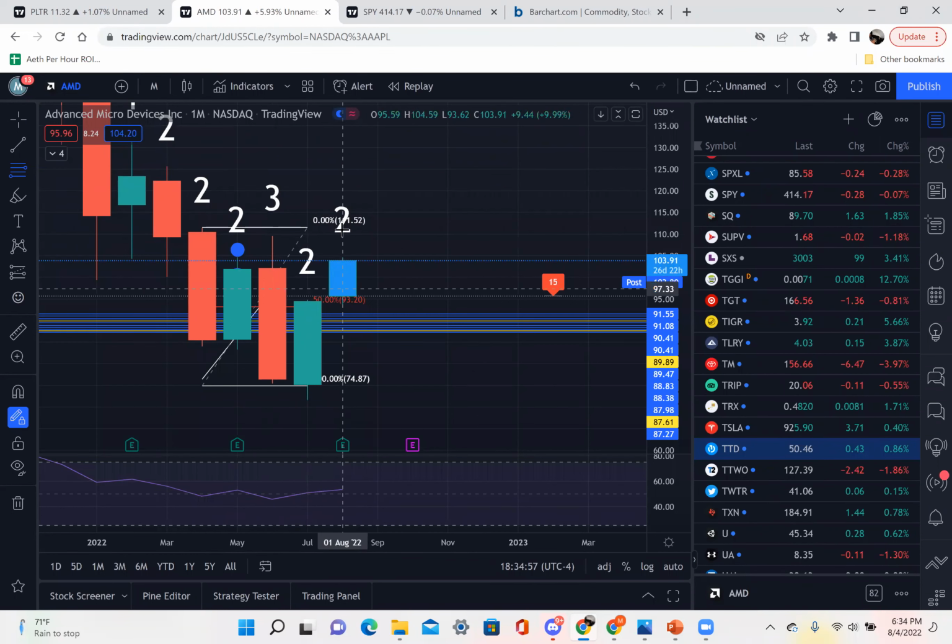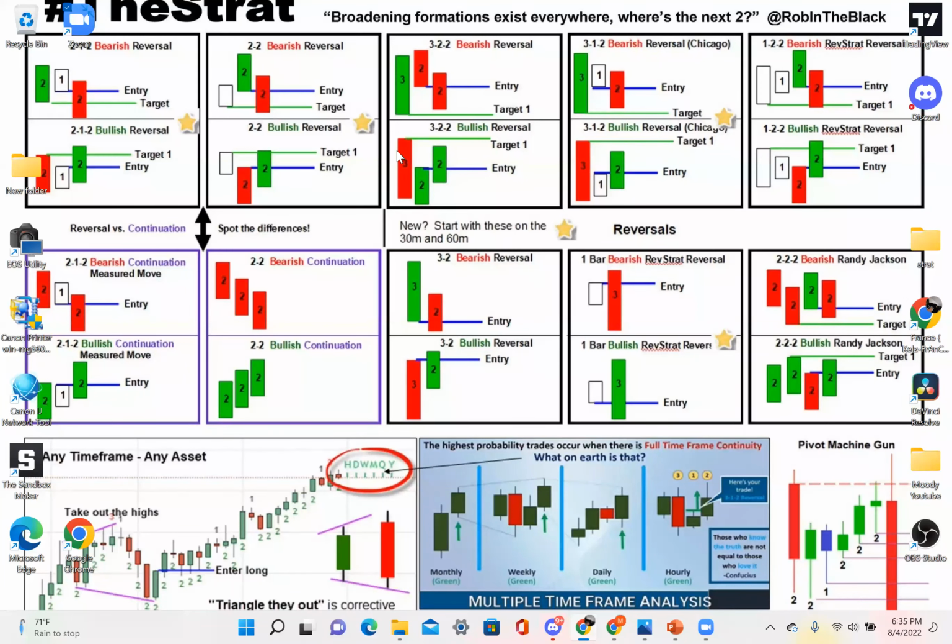Red to green. Not this middle candle. We don't care about this color. Red to green. What is this? Red to green. This is your cheat sheet. This is how I be cheating.